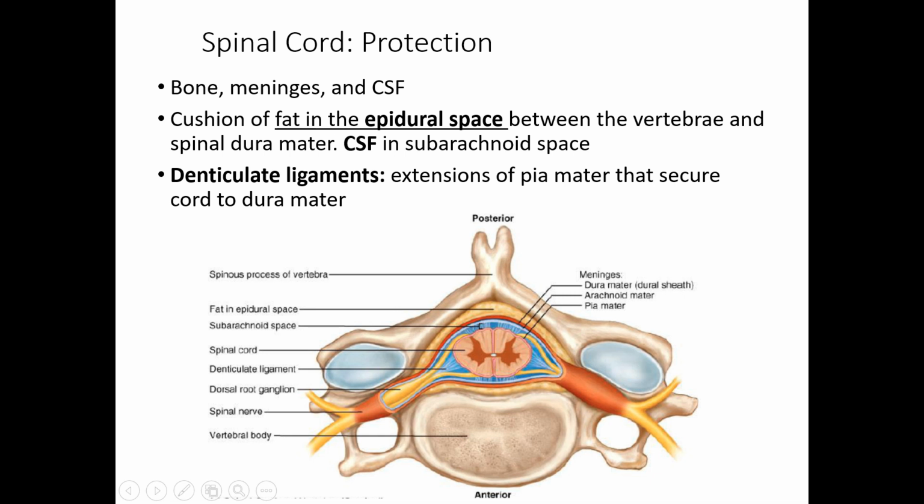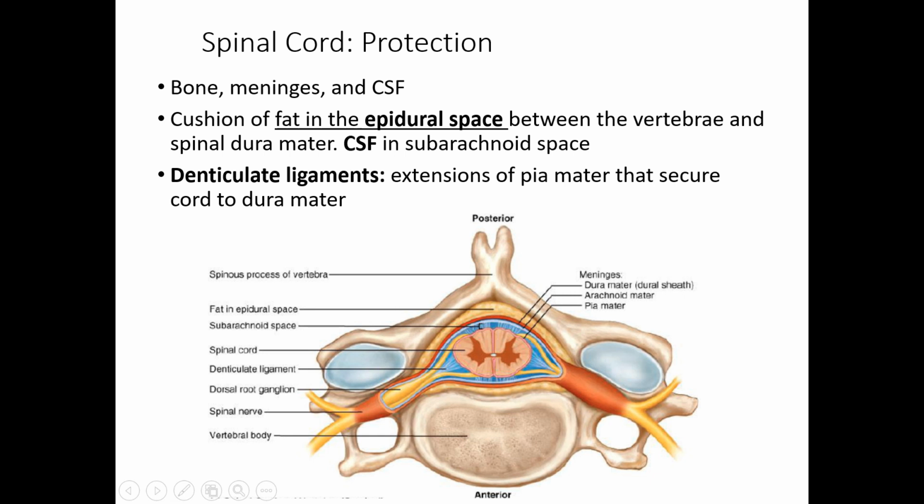The first outer layer of protection is bone. Then there is fat. Fat is sitting in a space called the epidural space. If you remember epidural anesthesia, that's where they insert the needle when they do epidural anesthesia, right here. Then there are three layers, the same meninges you learned about in the brain. Dura mater, the difference is that dura mater has only one layer here. Arachnoid mater and pia mater.